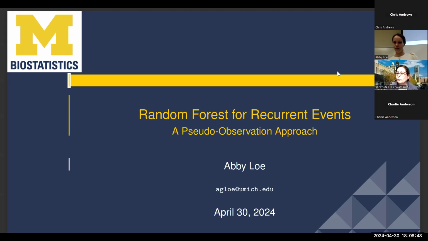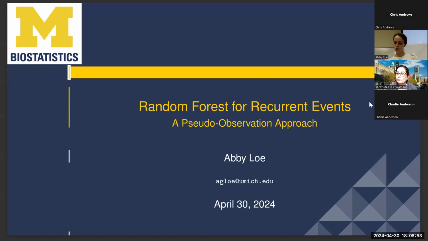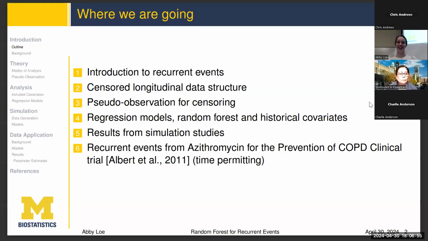We will start with an introduction to recurrent events. We'll talk about some of the ideas of how statisticians have analyzed recurrent events. We'll talk about something specific called a censored longitudinal data structure, and with the censored longitudinal data structure, how we can create something called a pseudo observation. This particular statistical device is really useful for when you have survival analysis type data and censoring.